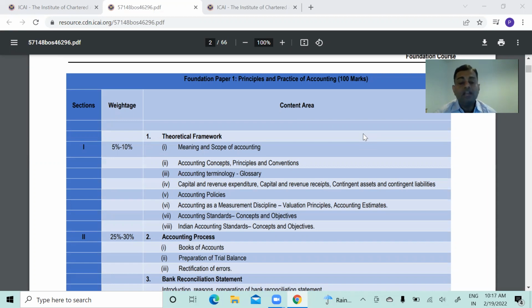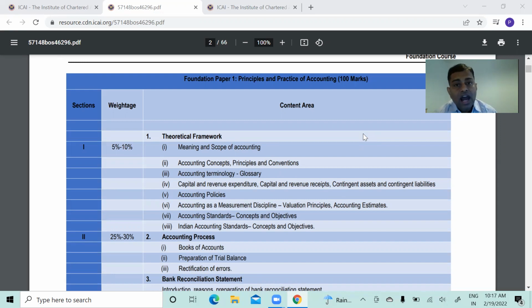This is going to be your lecture one. In this lecture, we'll see the weightage of various chapters. I'll be giving you the list of the chapters as per the ICAI curriculum. Along with that, you'll understand the probable weight with which questions from each chapter will come in the examination. So this is our agenda one today.